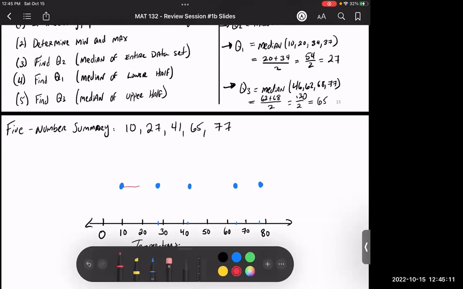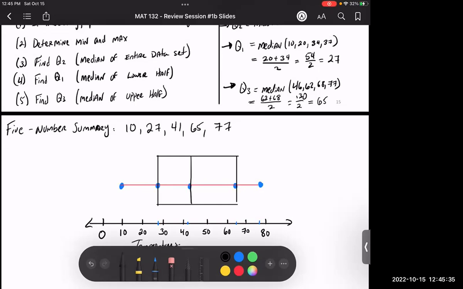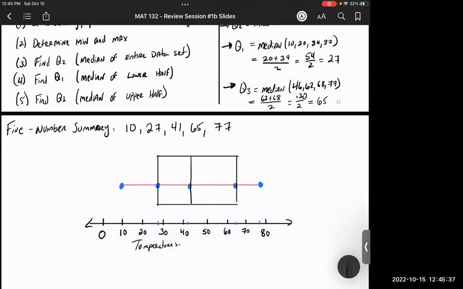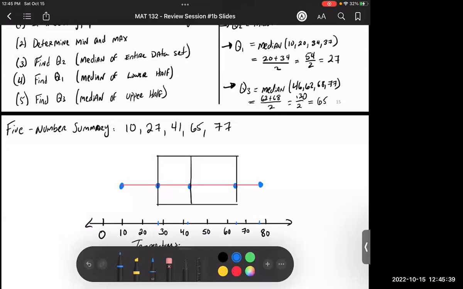I draw a line that starts with the min all the way to the max. Then I create a box from Q1 to Q3. And I draw a vertical line that goes through Q2. So this would be your box plot for your data set. Each of the points that I have in blue represents a value from the 5-number summary.